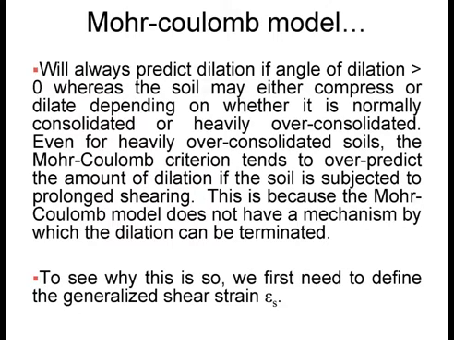You can only get up to an A value, a Skempton's pore pressure parameter, of 1/3, no more than that. You can get less than 1/3 if you specify an angle of dilation greater than 0, but it will keep going non-stop. If you specify an angle of dilation greater than 0, the soil will continuously try to dilate. And so when you subject it to prolonged shearing, the volumetric change becomes very unrealistic. That is because the Mohr-Coulomb model does not have a mechanism by which it can terminate the dilation.